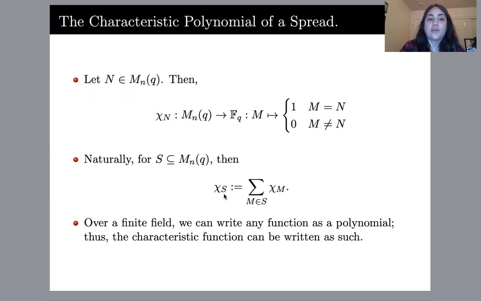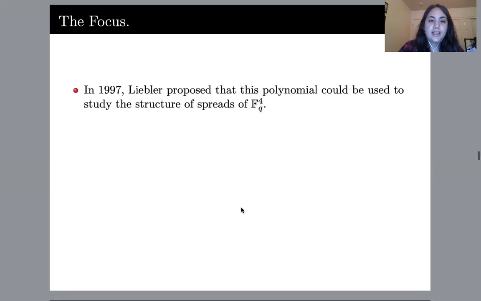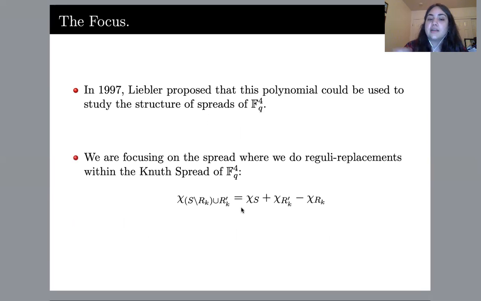So where does the polynomial come into place? It comes into place because over a finite field, we can write any function as a polynomial. And thus we can write the characteristic function that we defined above as a polynomial. So why do we care about this, and what is the focus? In 1997, Ebert and Liebler proposed that this polynomial could be used to study the structure of spreads of F_q^4. Particularly, we're focusing on the spread where we do regulus replacements within the Knuth spread of F_q^4. So here we're taking the characteristic polynomial over the spread where we did one regulus replacement. And because of properties of the characteristic function and the sets S, R_k' and R_k, we can actually write it in this way.